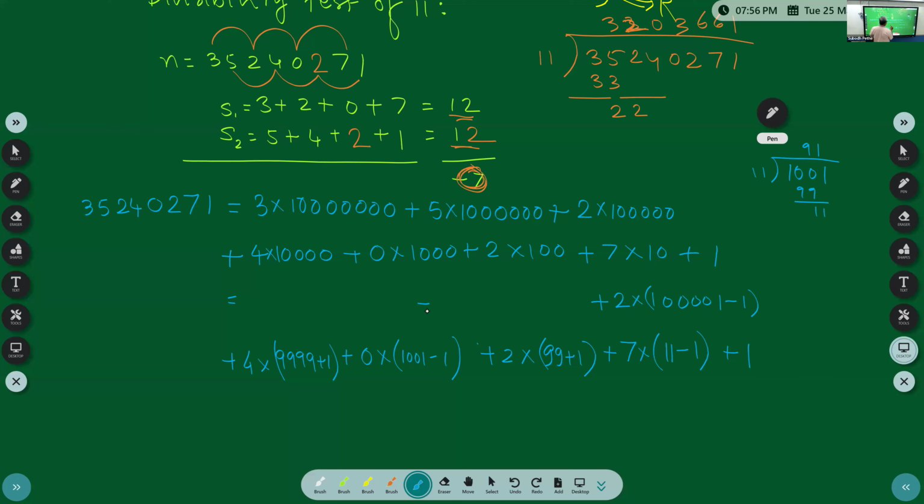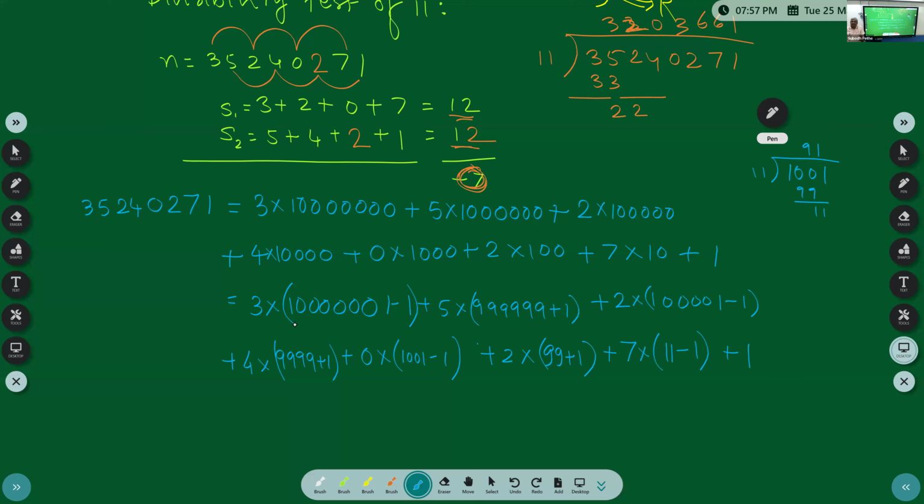Then 5 plus 5 into 999 plus 1, that is this number, and the first number 3 into 1 followed by 6 zeros minus 1. This is the important step in the proof, so we could force multiples of 11 in the RHS.